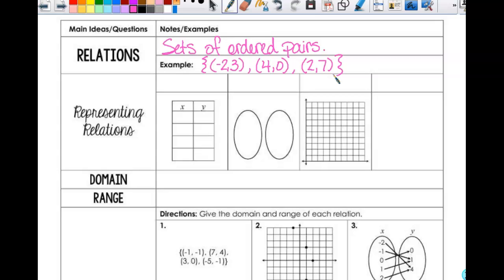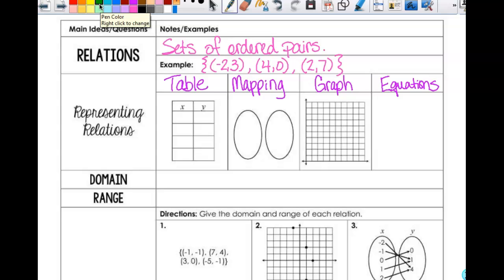Okay. All right. So there are different ways to represent relations. We could do that with a table. We could do that with mapping. We could do that with a graph or equations. It's not a map, it's a mapping. Those are two different things.